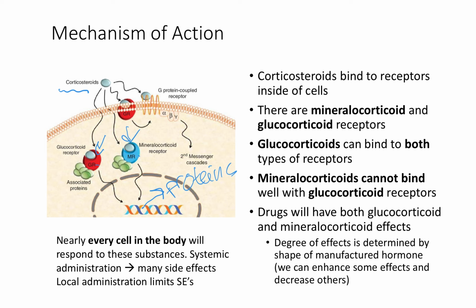So again, these two receptor subtypes, mineralocorticoid and glucocorticoid, exist. Glucocorticoids themselves can bind to both, and mineralocorticoids can only really interact with mineralocorticoid receptors. They don't bind well with glucocorticoid. So keep in mind most things that end in zone, your cortisones, your hydrocortisones, will have both glucocorticoid and mineralocorticoid effects.